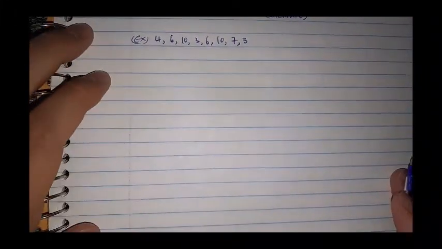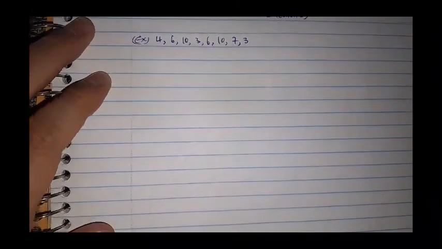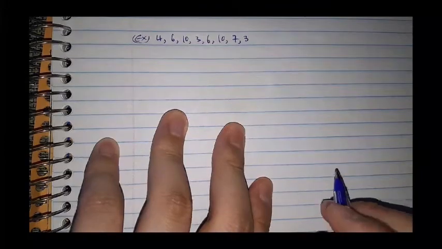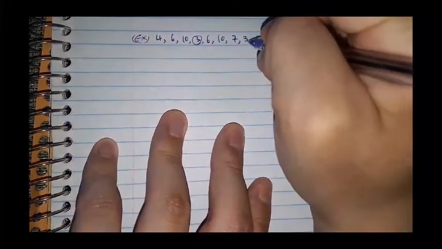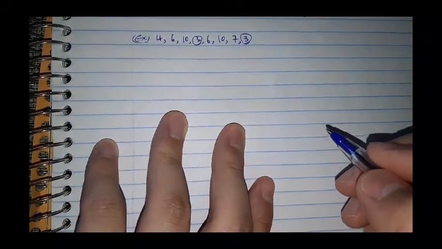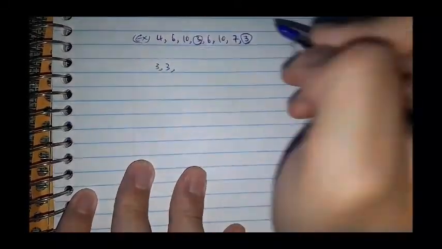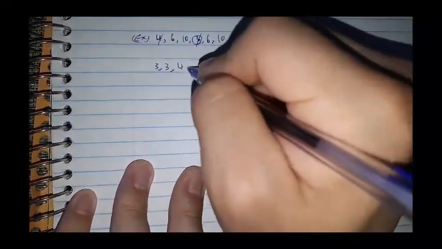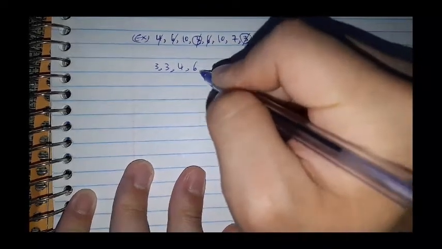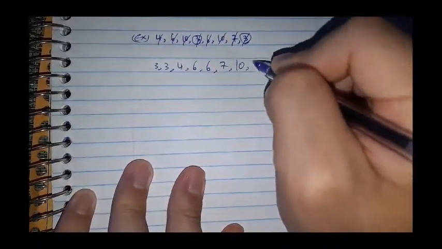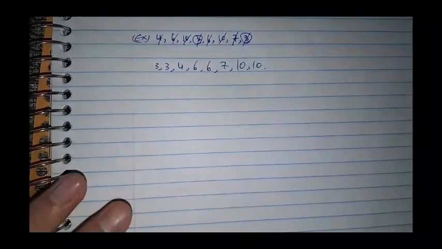Now, let's do our first step, which is arranging in ascending order. So smallest number, and you may notice there might be a repeating smaller number, 3 and 3. Which one should I write first? Doesn't matter, is my answer. It's 3, 3, followed by 4, 6, 6, 7, then 10, 10. Now that's the set that we have.